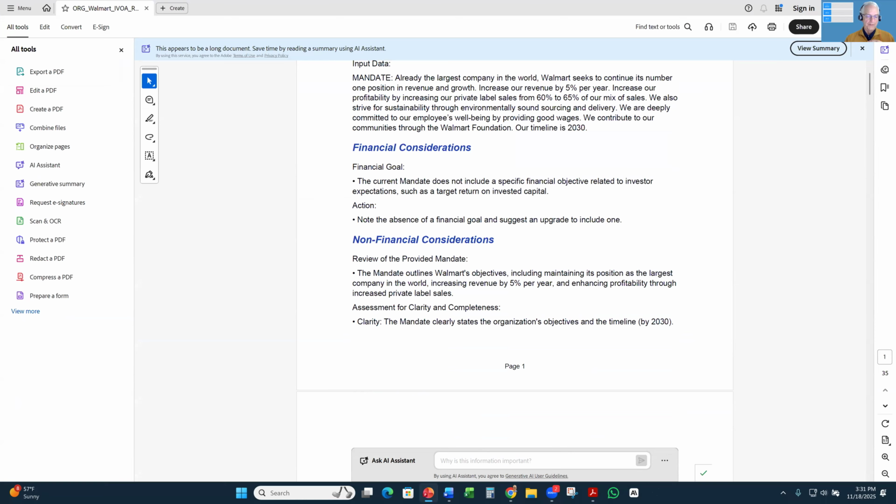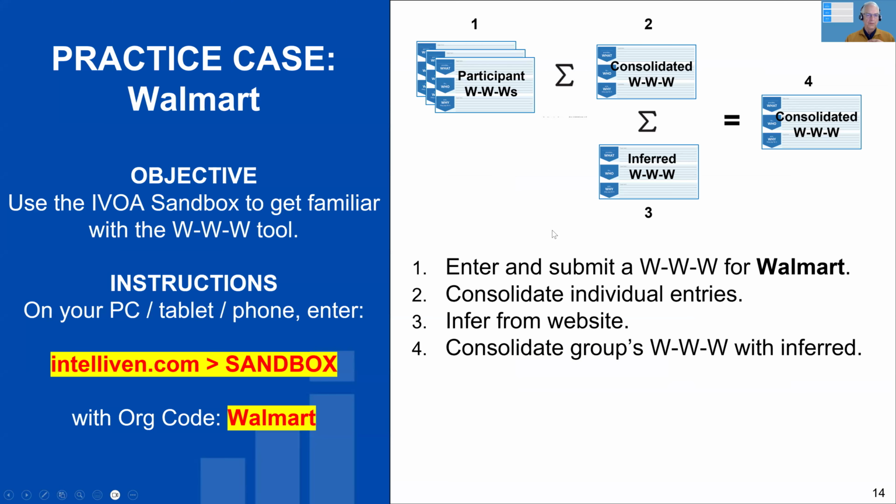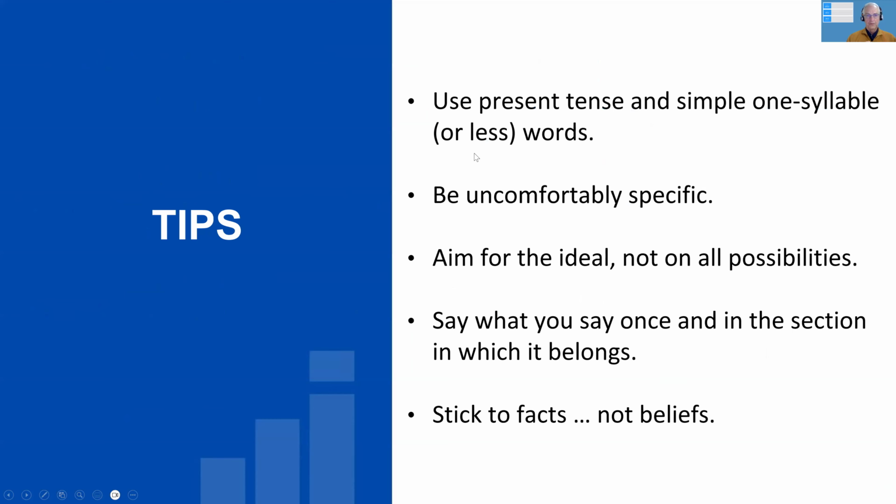Let's go. So that's a little bit of a walkthrough. You see, we entered a WWW, we consolidated individual entries, we inferred from the website, and we consolidated the group's WWW with inferred. Let me go on a little bit, and then you can ask questions about this.